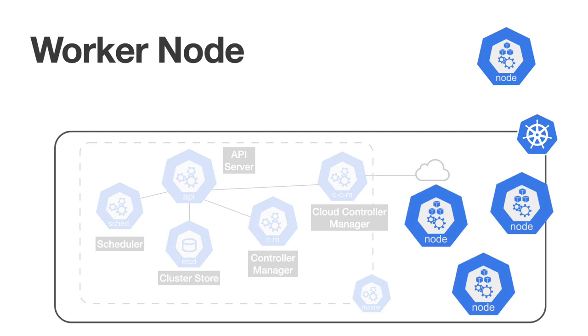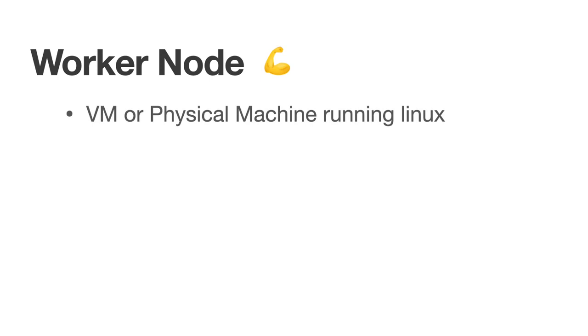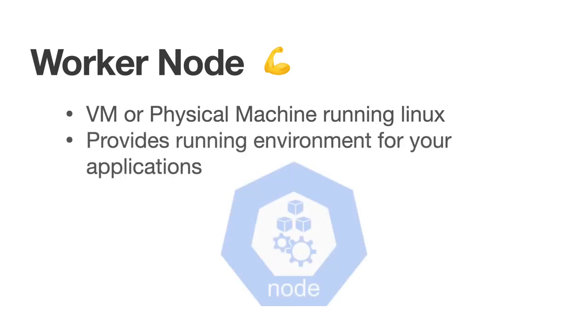So as I said before, the worker nodes, this is where the heavy lifting work happens. The worker node is a VM or a physical machine often running Linux. It provides the running environment for your applications. So this is our worker node, and inside we have the applications.